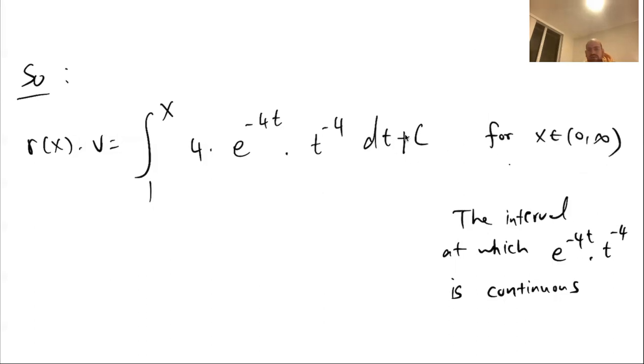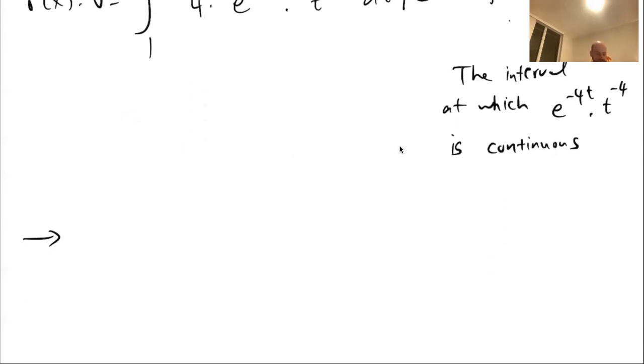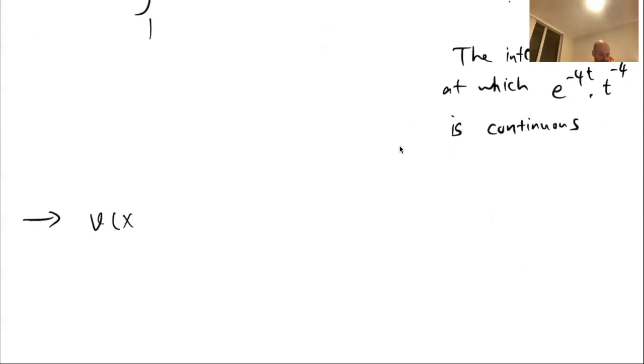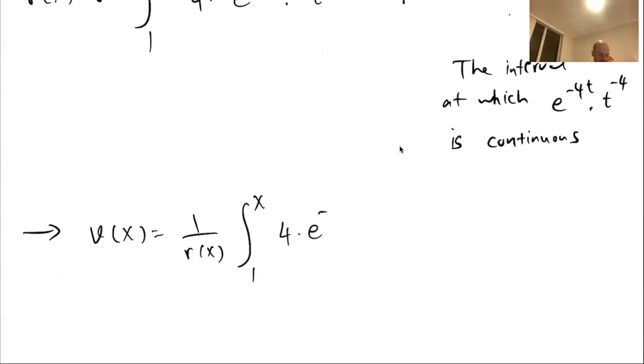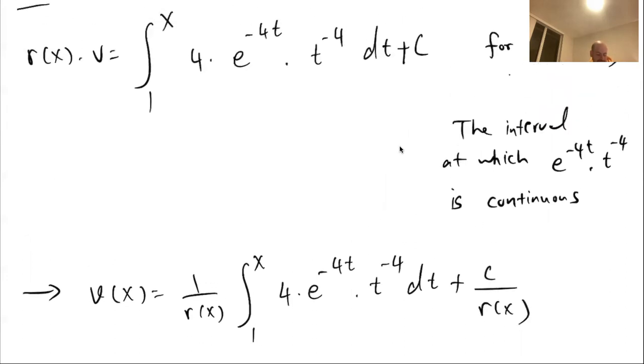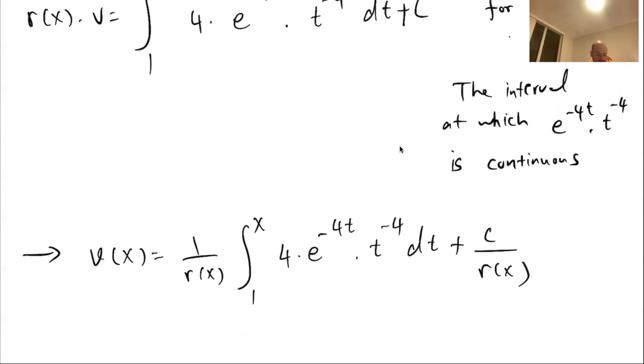You can always add a constant c because the derivative of a constant function is 0. So if this is an antiderivative for this function, if I add the constant, it will still be an antiderivative for my function. So v of x will be equal to 1 over r of x times the integral from 1 to x of 4 e to power minus 4t, t to power minus 4 dt, plus c over r of x. I'm dividing everything by r of x.